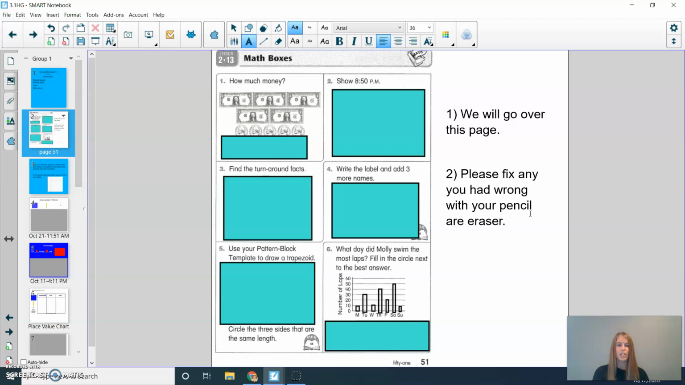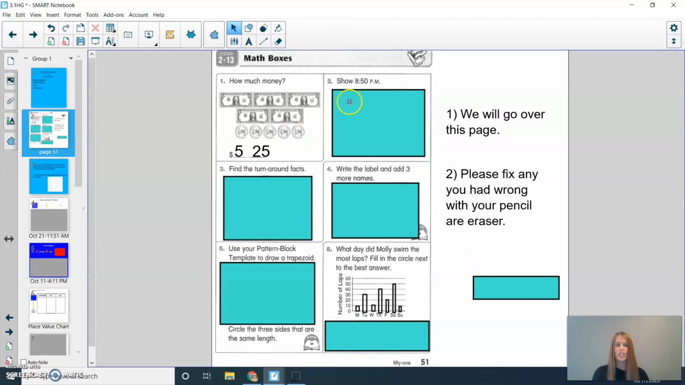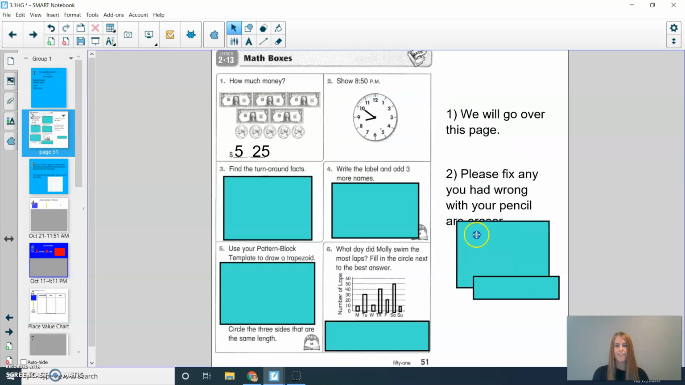For the first question, it's asking us how much money. I'm going to first start by counting my $1 bills, and I can see that I have 5 $1 bills. And then I'm going to count my nickels. So I can see I have 5, 10, 15, 20, 25. So I have $5.25.